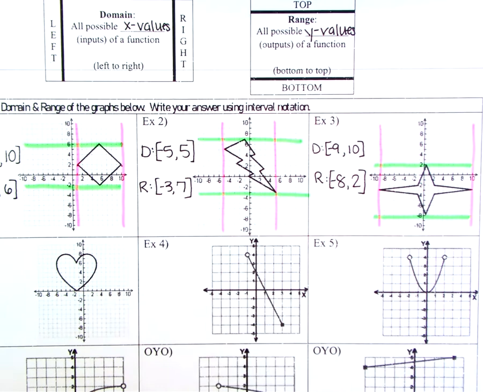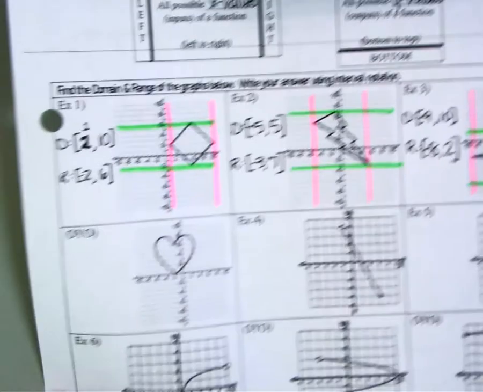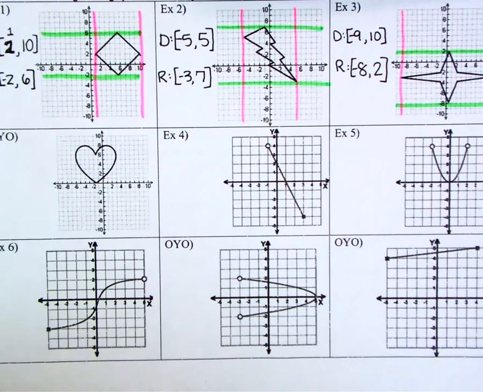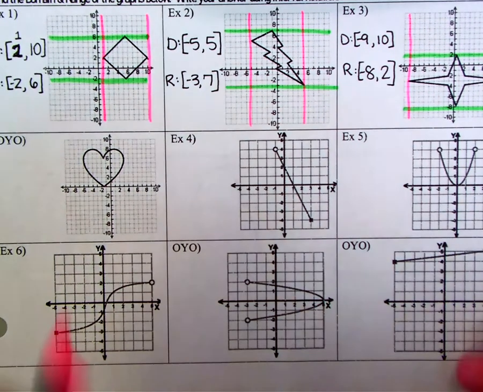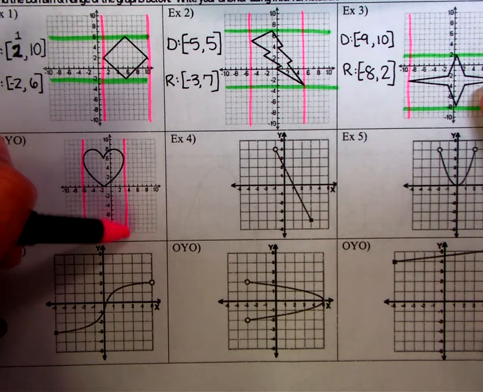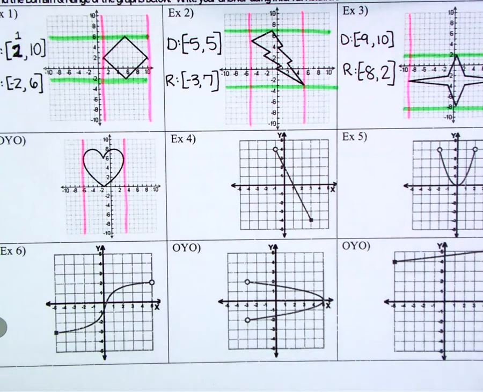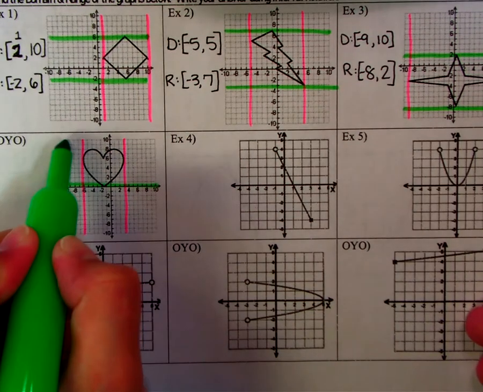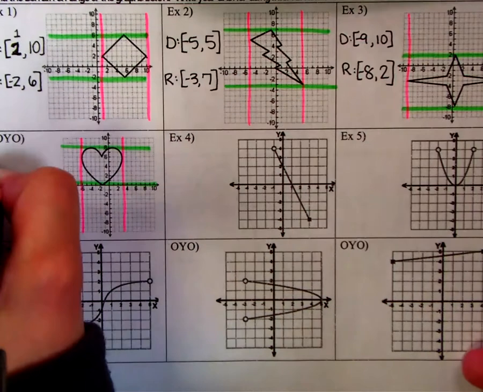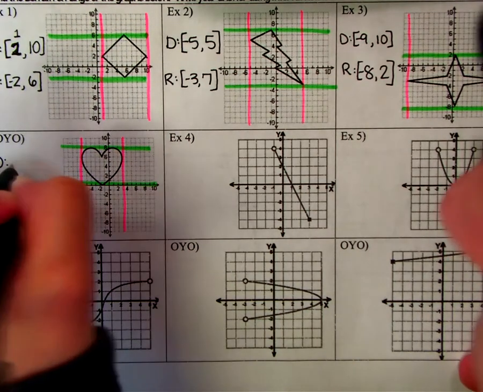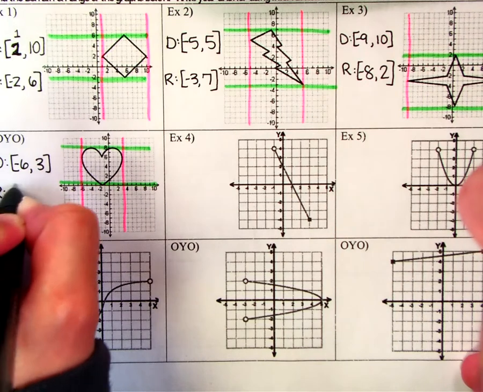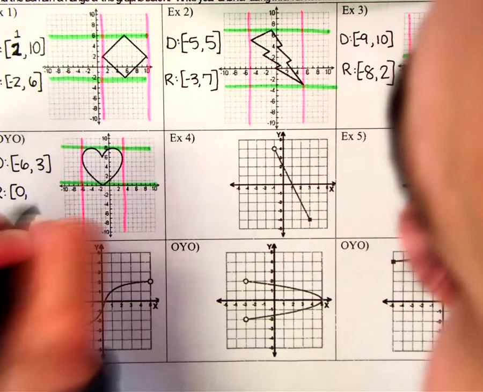So go ahead and pause your video and see if you can do the next one. You've got a heart on a grid. Hopefully you pause your video. I'm going to go ahead and work through this one. So let's see, your domain, you should have gotten -6 to 3. And your range, you should have gotten 0 to 8.